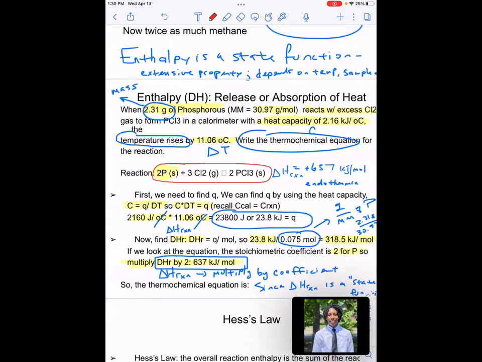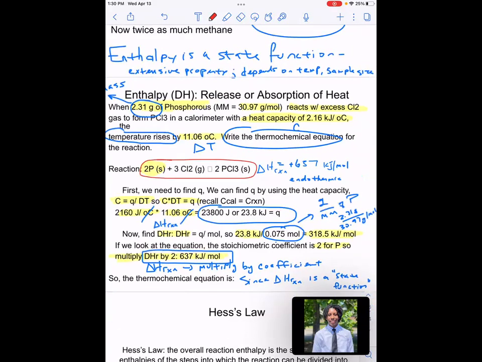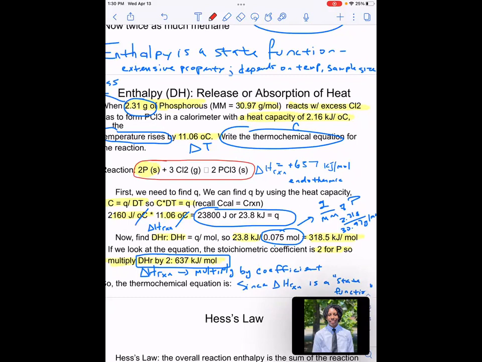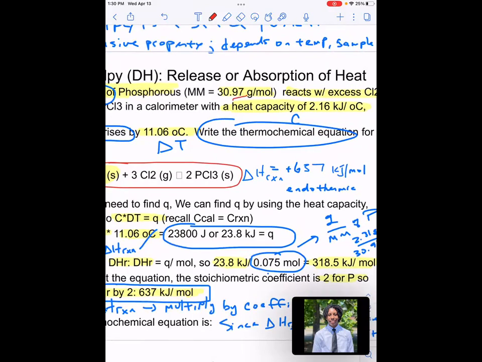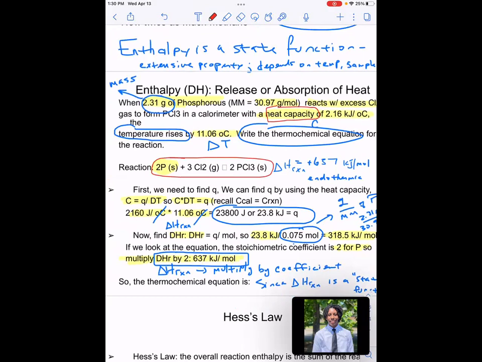So it says it reacts with excess chlorine gas to form PCl3 in a calorimeter. So it's a calorimetry problem with a heat capacity of 2.16 kilojoules per degree Celsius. So notice it's giving us heat capacity and not specific heat capacity. So the masses don't really factor in here. All we need is the heat capacity and the change in temperature to find Q. And it says the temperature rises by 11.06 degrees Celsius. Write the thermochemical equation for the reaction. So we're going to come back to that part at the end.